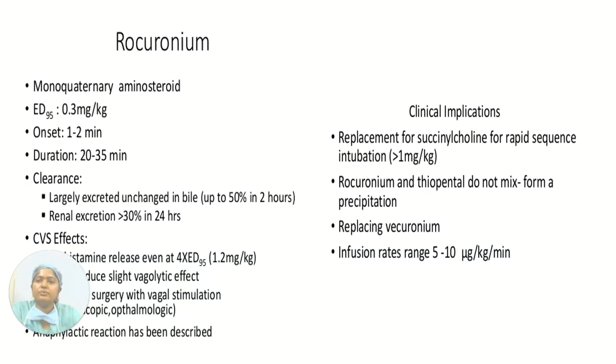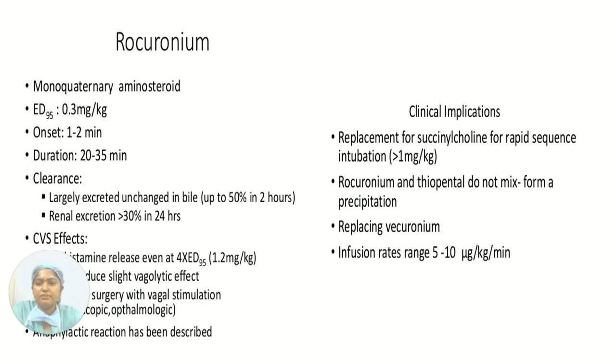Rocuronium is a monoquaternary aminosteroid compound. ED95 is 0.3 to 0.4 milligram per kg. Onset is 1 to 2 minutes. Duration is 20 to 35 minutes. And the clearance: it is largely excreted unchanged in bile, up to 50% in 2 hours. Renal excretion occurs in more than 30%.